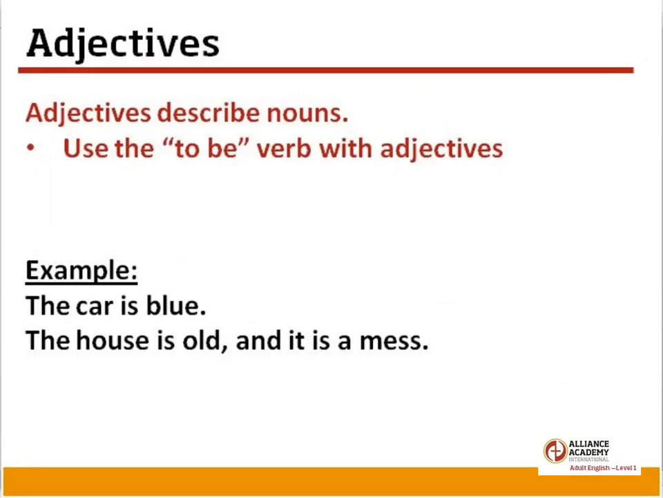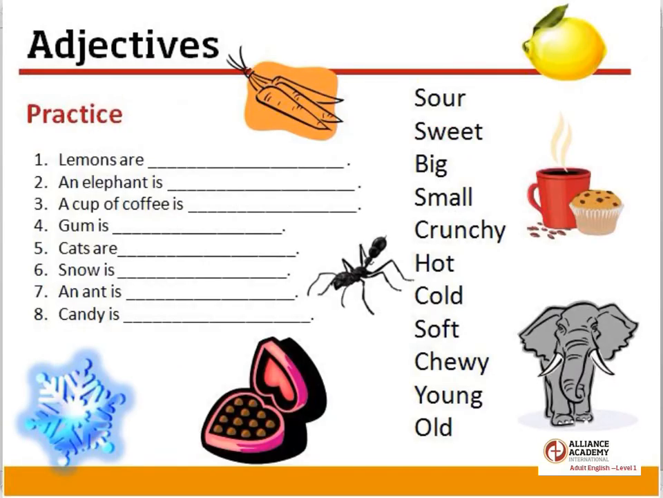Whenever we use adjectives, we need to use the to be verb with them if we're going to describe something. And let's look at an example of how that works. The car is blue. Okay, here's another example. The house is old and it is a mess. Notice how we use the to be verb when we're using adjectives.